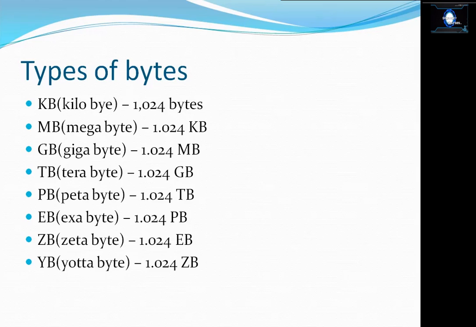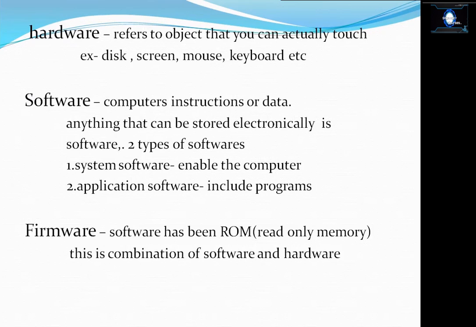1 KB is equal to 1024 bytes, whereas 1 MB, megabyte, is equal to 1024 KB, whereas 1 gigabyte is equal to 1024 MB, whereas 1 terabyte is equal to 1024 GB, whereas 1 petabyte is equal to 1024 TB, whereas 1 exabyte is equal to 1024 PB, whereas 1 zettabyte is equal to 1024 EB, whereas 1 yottabyte is equal to 1024 ZB.